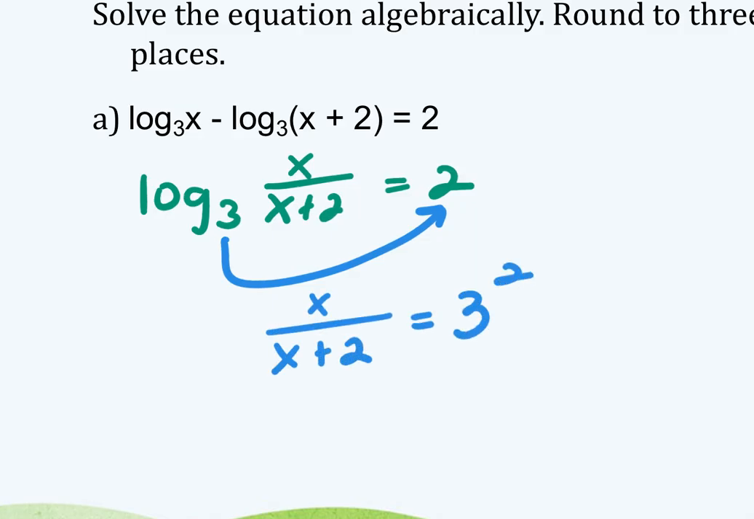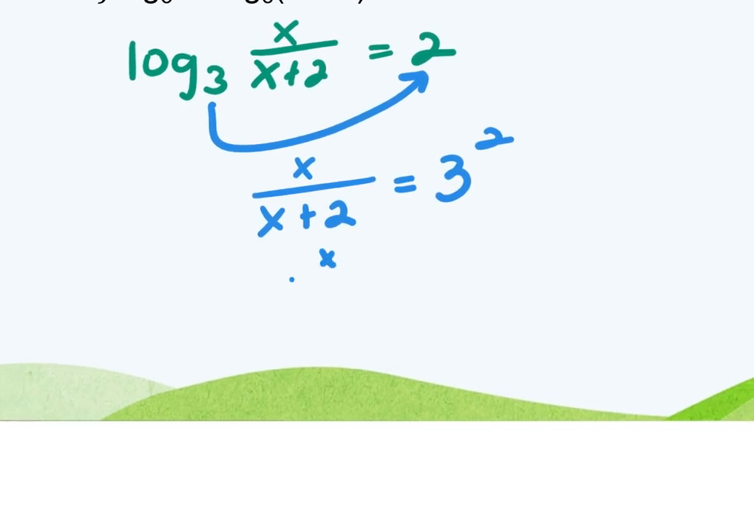And be careful there because this is where people make a silly mistake, multiplying those out. Like people will do 3 times 2. Remember, if you're converting from log to exponential, it's picking it up. So this becomes x over x plus 2 equals 9. Then what?